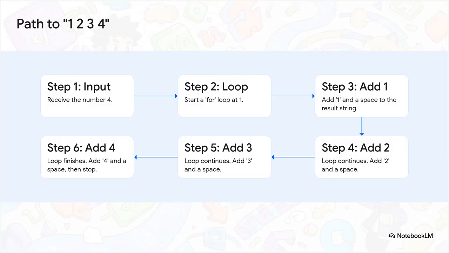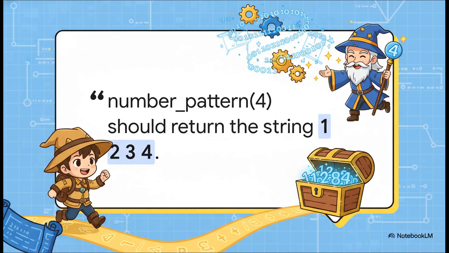Let's just walk through a quick example. Let's say we give our function the number 4. Okay, so it gets that number, and right away it kicks off its for loop, starting at 1. It grabs that 1, adds it to a string with a little space after it. Then the loop keeps going. It moves to 2, adds 2 and a space. Then 3, adds 3 and a space. And finally, it gets the 4, adds 4 and a space. And since that's our target number, the job is done. The loop stops.